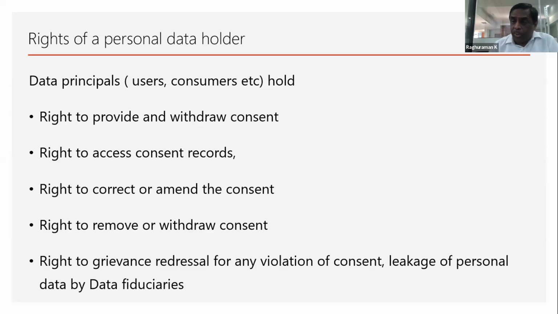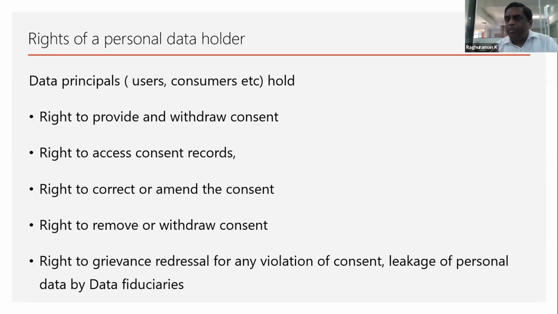And the other thing is about correcting or amending your consent. Like I said, you might have consented to Zomato saying, okay, deliver me some food item for once. Subsequently, if Zomato uses it to deliver something else without your consent, it's not allowed. Then the right to remove, I already mentioned, and the right to grievance redressal. These are the two important aspects: accessing consent records and the right to grievance redressal.